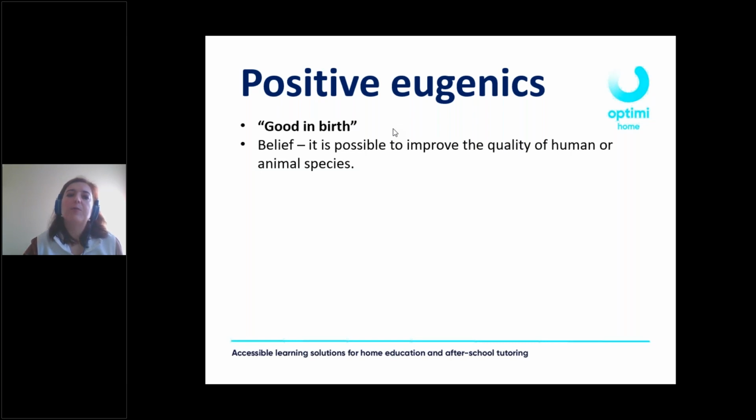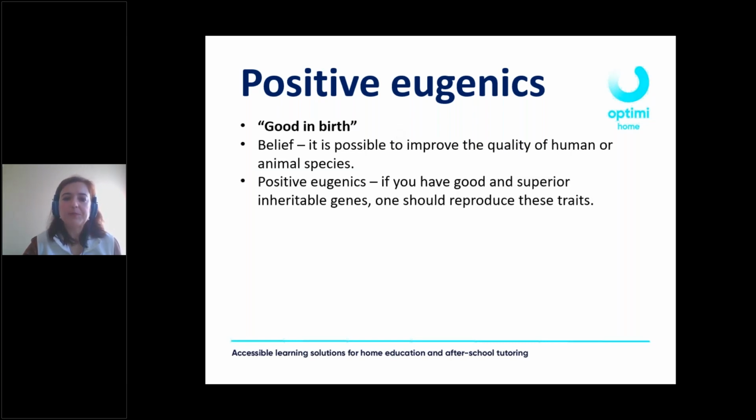So the belief that people could be a better version of themselves in future as well. Now, positive eugenics. If you have good or superior inheritable genes, one should reproduce these traits.